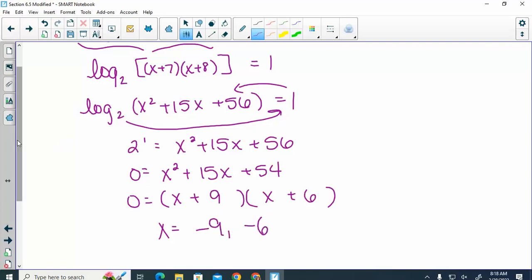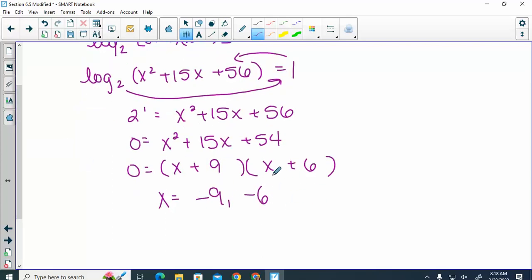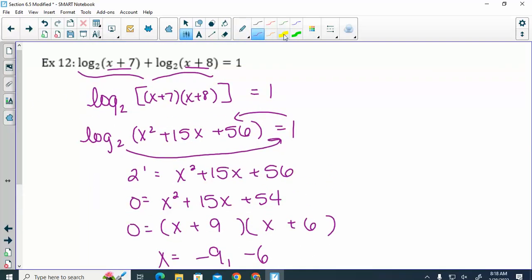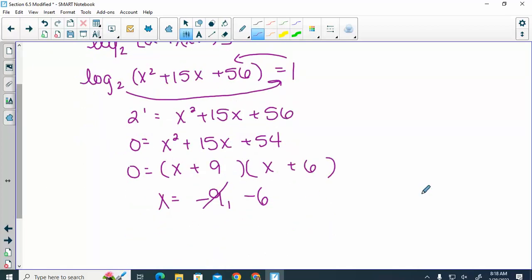-9, -6. Okay, you cannot just look at those and say, oh, both of those are negative, neither one works. You have to check when you plug them back in. So -9 plus 7 is negative, so that's not going to work. -6 plus 7 is positive. -6 plus 8 is positive. So -6 is the only answer that works here.